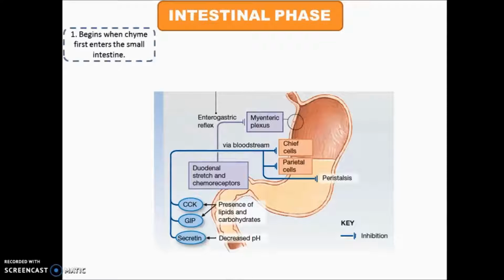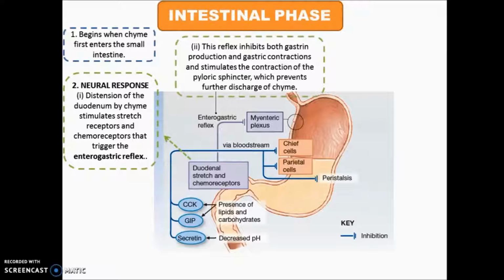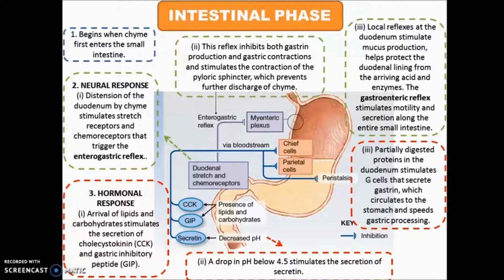Intestinal phase. It begins when chyme first enters the small intestine. Neural response: distension of the duodenum by chyme stimulates stretch receptors and chemoreceptors that trigger the enterogastric reflex. This reflex inhibits both gastrin production and gastric contraction. Hormonal response: lipids and carbohydrates stimulate the secretion of cholecystokinin and gastric inhibitory peptide. A drop in pH below 4.5 also stimulates the secretion of secretin, and the partially digested protein in the duodenum stimulates G cells that secrete gastrin.